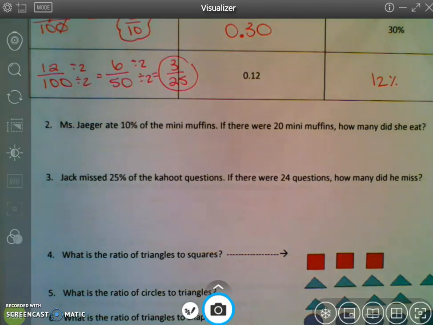Okay, for these word problems, it says Miss Yeager ate 10% of the muffins. If there were 20 muffins, how many did she eat? Or Jack missed 25% of the Kahoot questions. If there are 24 questions, how many did he miss? So for all of these word problems, we're multiplying.